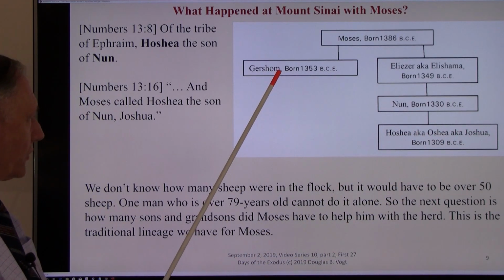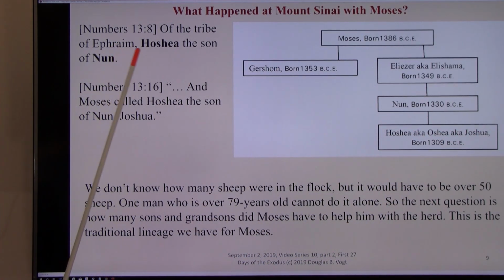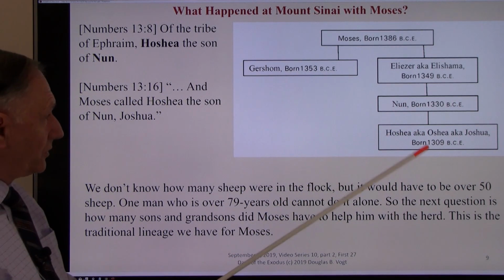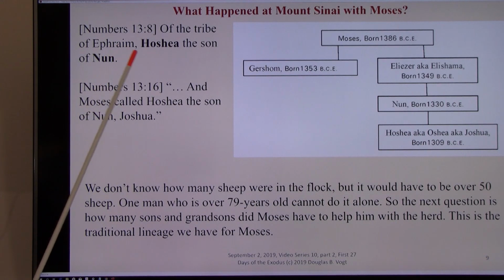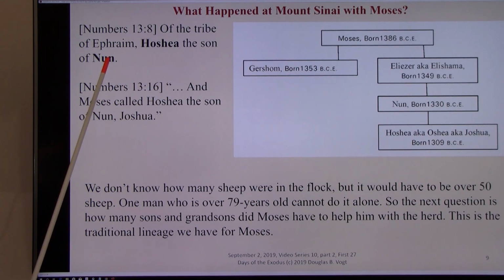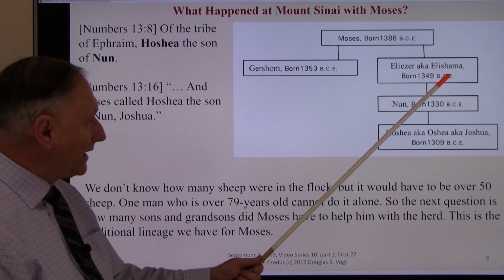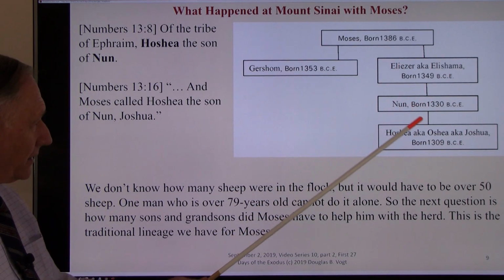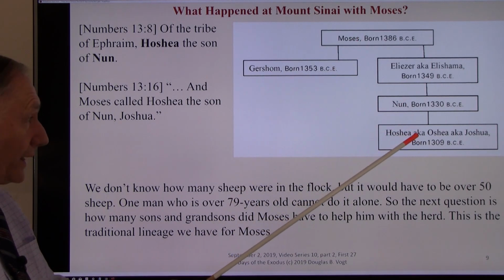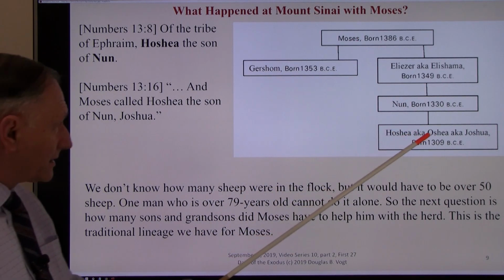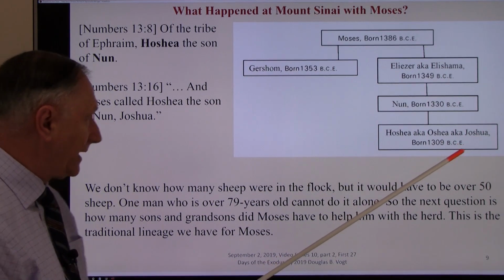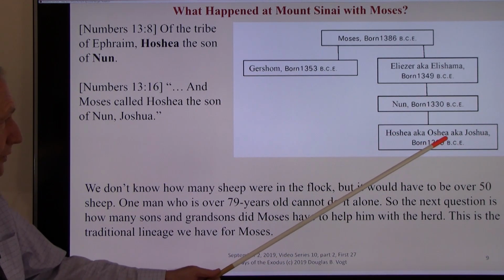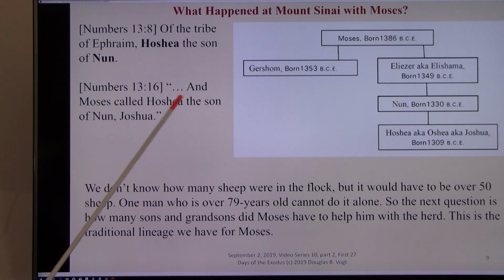So what happens to Gershom? Anyway, of the tribe of Ephraim, Hoshea the son of Nun. This is how I figured these two out. So Hoshea the son of Nun, an Ephraimite, he's the head of the Ephraimites, therefore this must be Eliezer's son, and this is his grandson, or Moses' great-grandson. Now, Joshua wasn't his real name. That's his nickname. His real name was Hoshea or Oshea. And Moses called Hoshea the son of Nun Joshua.